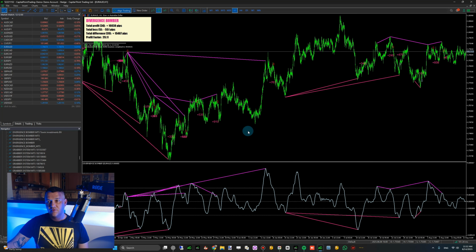So in fact, Divergence Bomber is a system, a special algorithm that analyzes the price chart and the dynamics of the MACD oscillator line. This is my own custom indicator, specially created based on the standard one. Let me show you now. In the MetaTrader 5 platform, there is the MACD indicator. Let's drag it over.